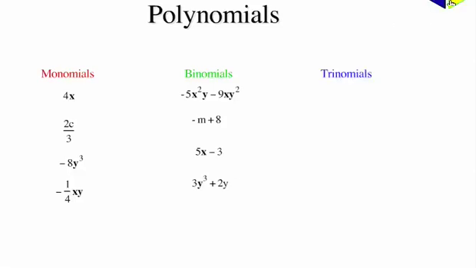Okay, trinomials. 9x squared plus 3x minus 2, minus m plus 5n plus 1, 9ab plus 3a minus 4ab. Okay, can you see the difference between a monomial, a binomial, and a trinomial?